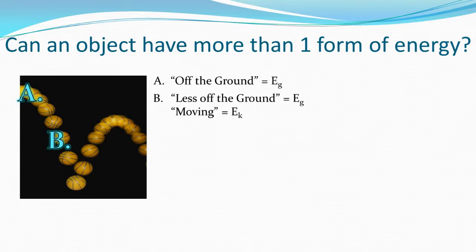If we ignore things like air resistance, we can start making assumptions about the ratios of energy. At this point, B is about halfway between A and the ground. So that means it has about half as much gravitational energy. So of all the energy it started with, half of it's being stored as gravitational energy still, and half of it's been used for kinetic or motion energy.